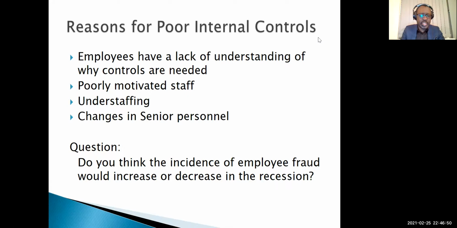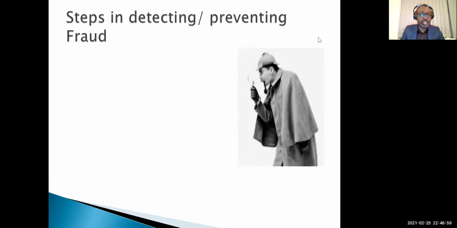The question is, do you think the incidence of employee fraud would increase or decrease in a recession? Okay, what do you think? Okay, let's take a good look at it, all right?